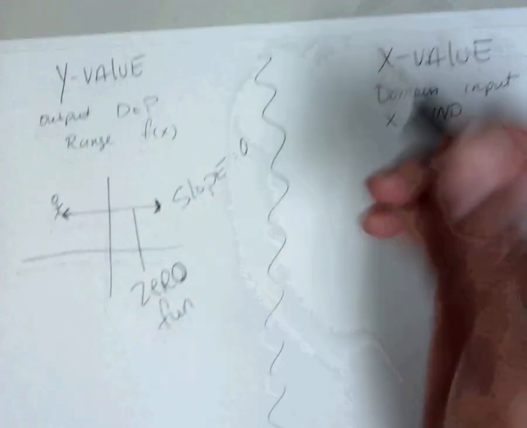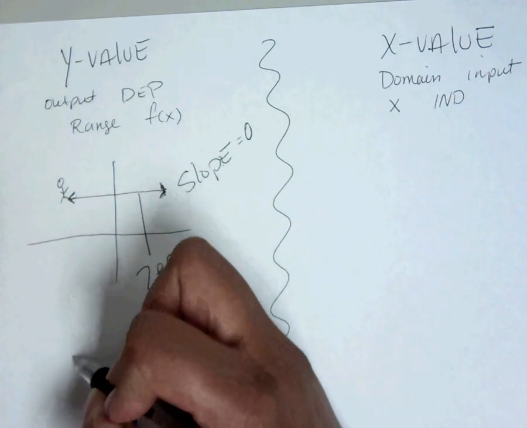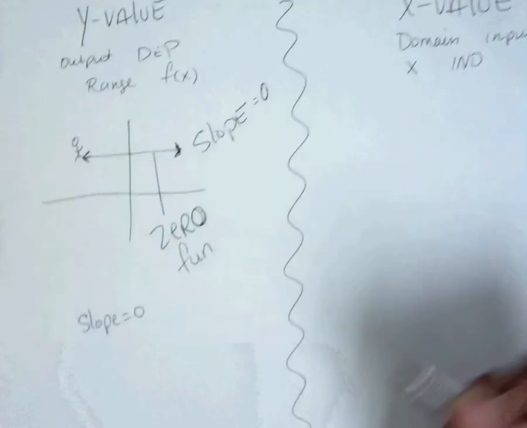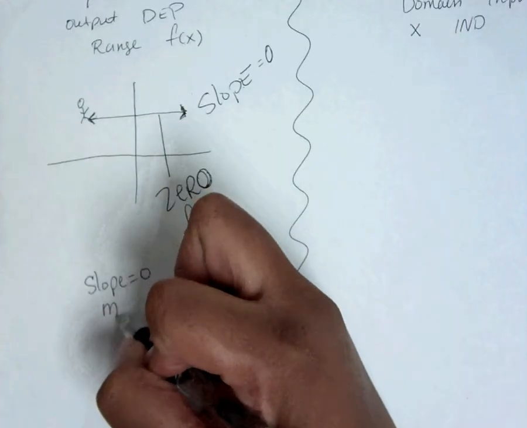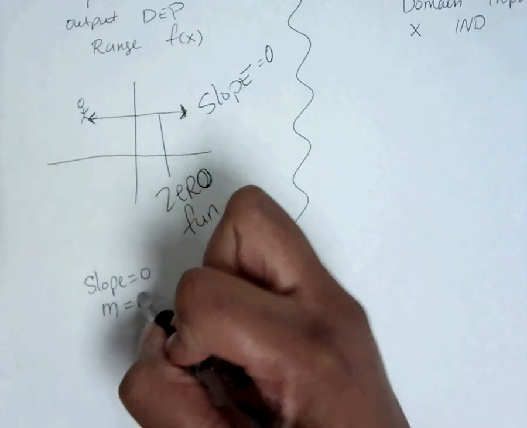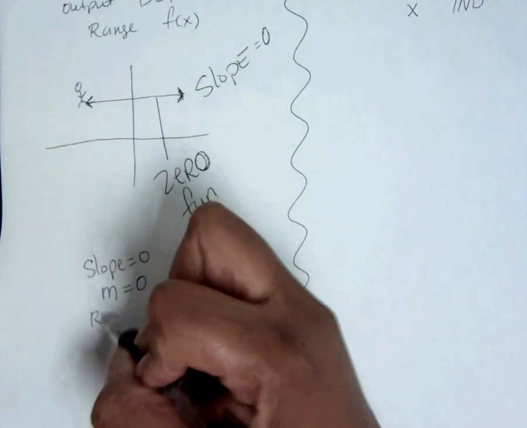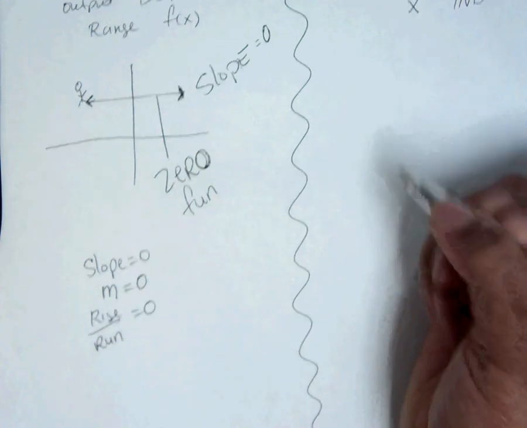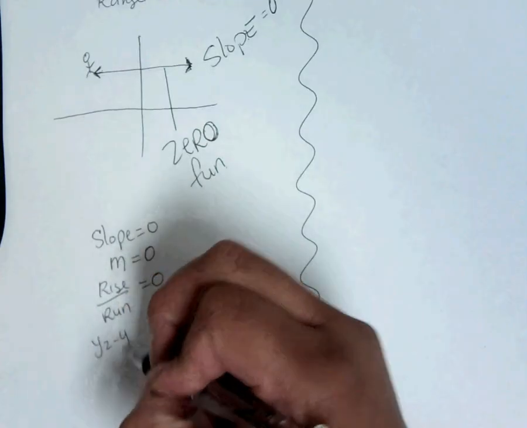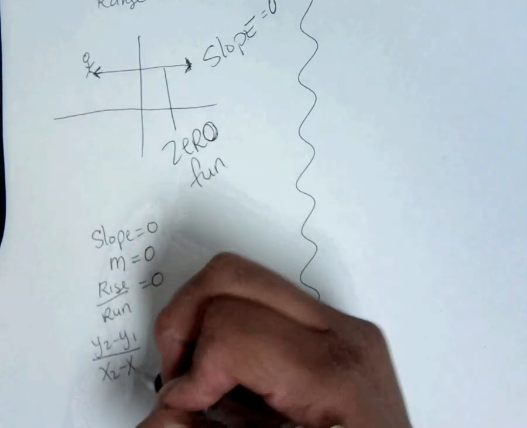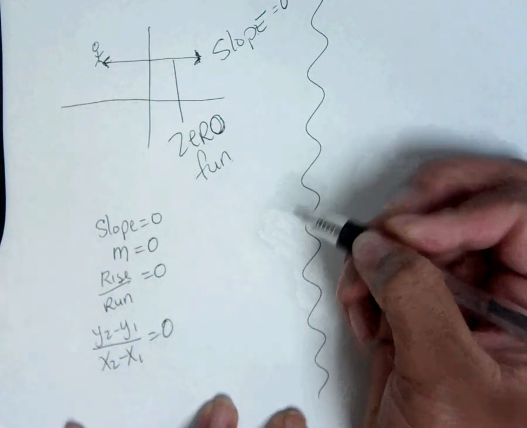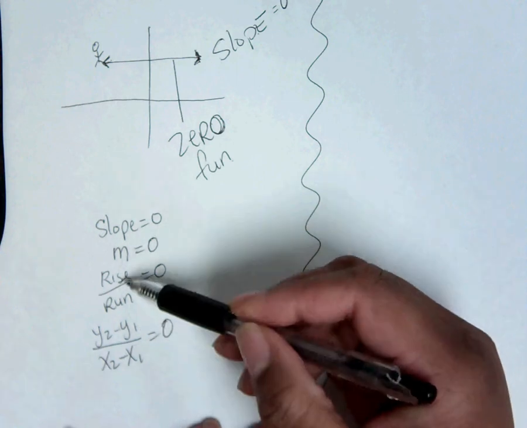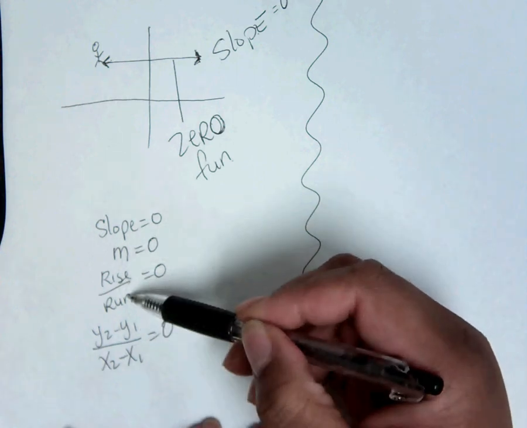There are two ways I can write that. Well, actually, there's more than two ways. I could use the word slope and say it equals 0. I could use the letter m, because m stands for slope, and say it's 0. I could say that the rise over run is 0. I could even say that y2 minus y1 over x2 minus x1 is 0. This is the slope formula.